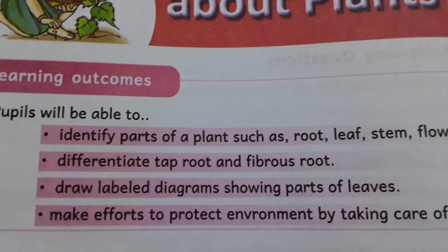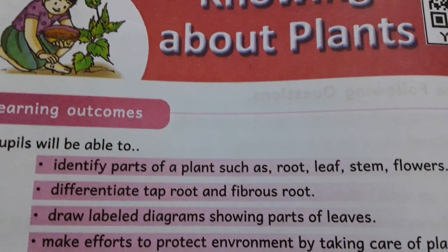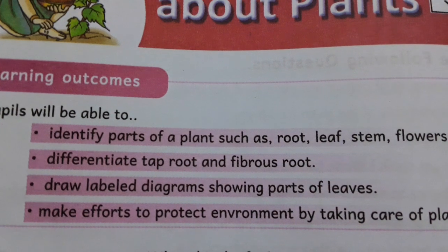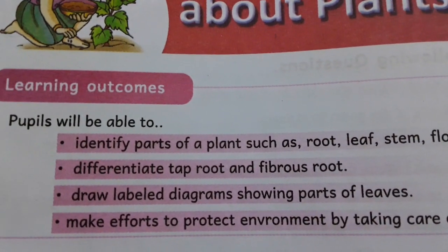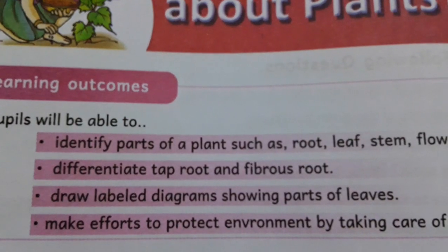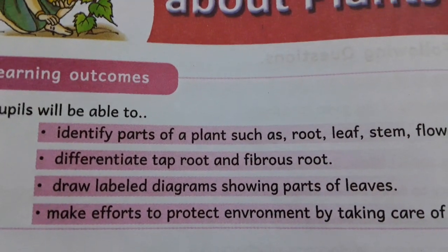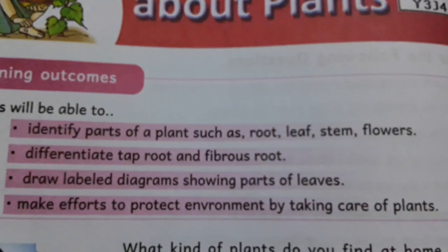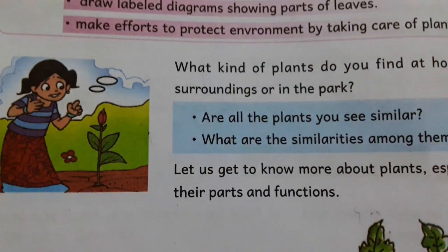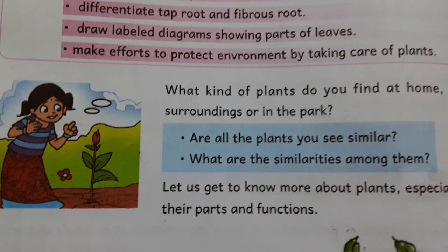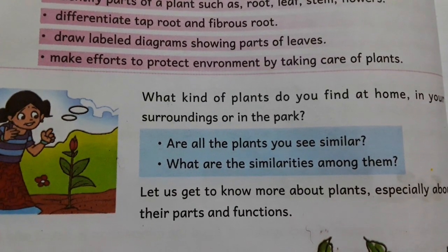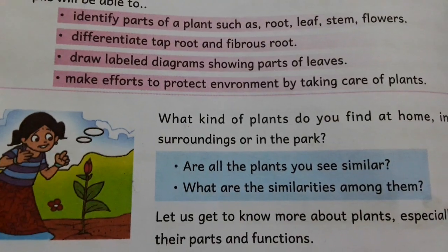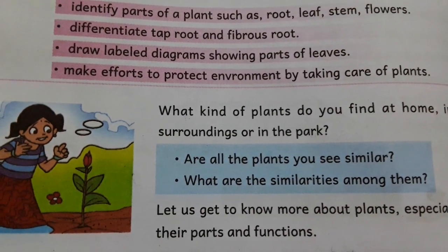Identify parts of a plant such as root, leaf, stem, flowers, and differentiate taproot and fibrous roots, and draw labelled diagrams showing parts of leaves, and make efforts to protect the environment by taking care of plants. See here, coming to this question, what kind of plants do you find at home, in your surroundings, or in the park? Are all the plants you see similar, and what are the similarities among them?